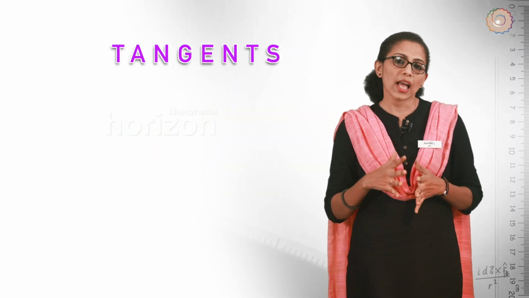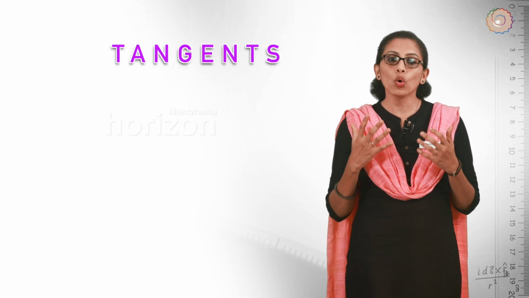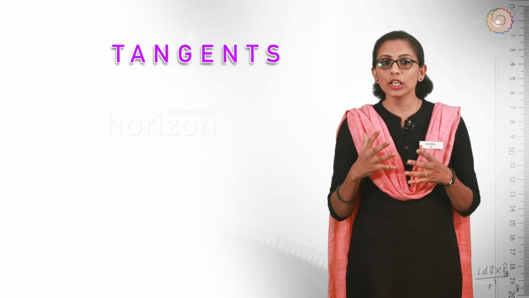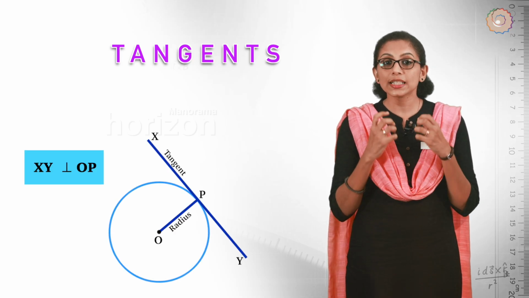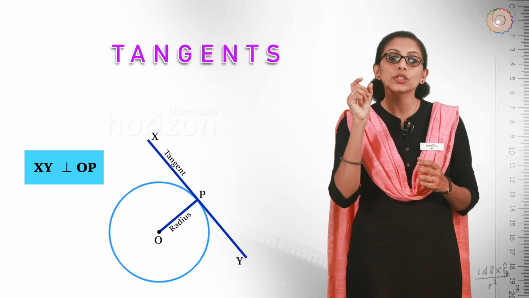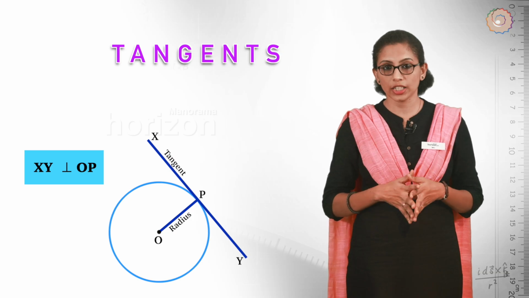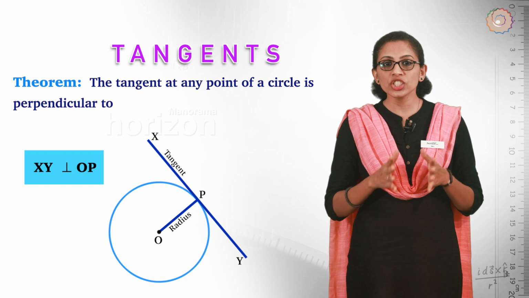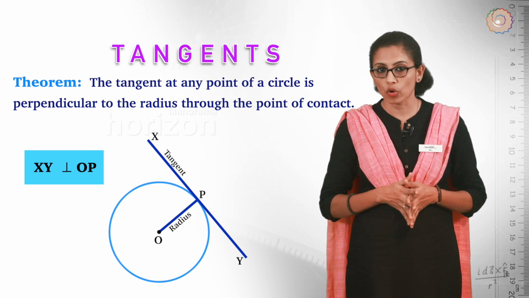Next, we will discuss an important property of a tangent. We have already seen that there can be only one tangent at any point on a circle. And there is some peculiarity for this tangent, which is a very important property: the tangent at any point of a circle is perpendicular to the radius through the point of contact. We shall now prove this important property of the tangent, which is stated in the form of a theorem. The theorem statement is: the tangent at any point of a circle is perpendicular to the radius through the point of contact.